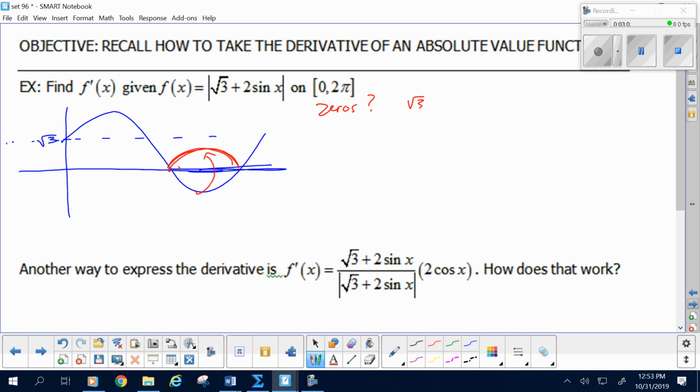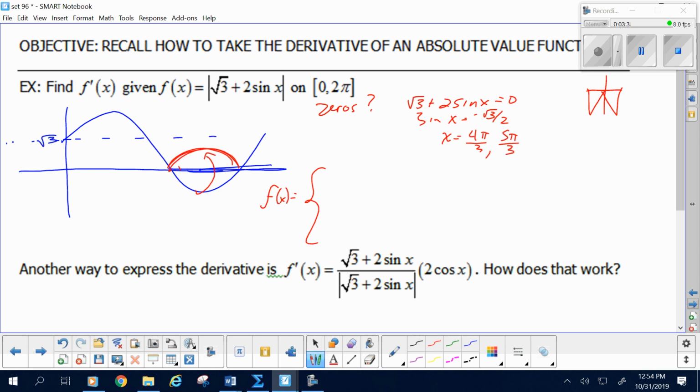So where is root 3 plus 2 sine of x equal to 0? Sine of x is negative root 3 over 2. Is that a pi over 3 or pi over, you said pi over 3. What quadrant is sine negative? Or quadrants is sine negative? 3 and 4. So what are the pi over 3's in 3 and 4? 4 pi over 3 and 5 pi over 3.